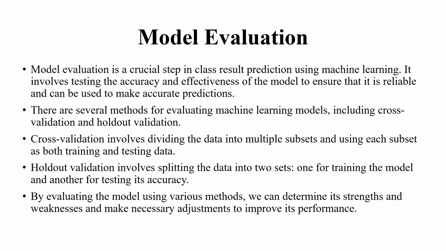Cross validation involves dividing the data into multiple subsets and using each subset as both training and testing data. Holdout validation involves splitting the data into two sets, one for training the model and another for testing its accuracy. By evaluating the model using various methods, we can determine its strengths and weaknesses and make necessary adjustments to improve its performance.